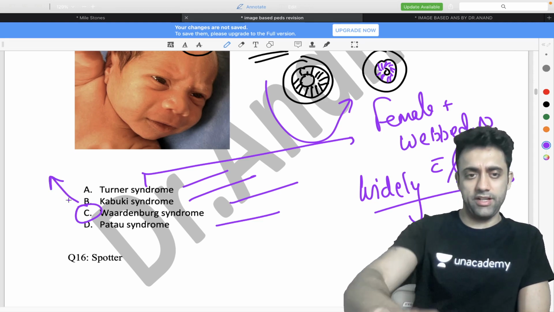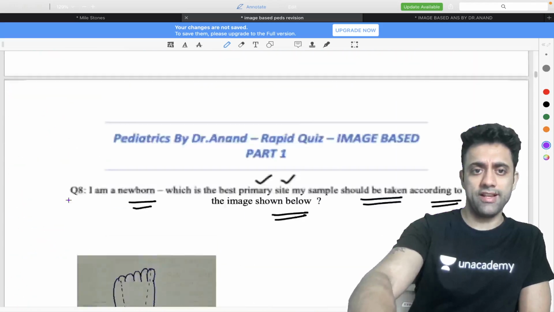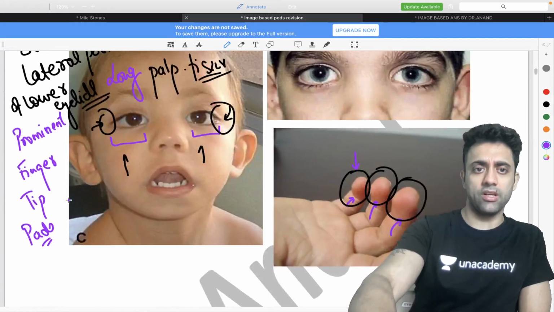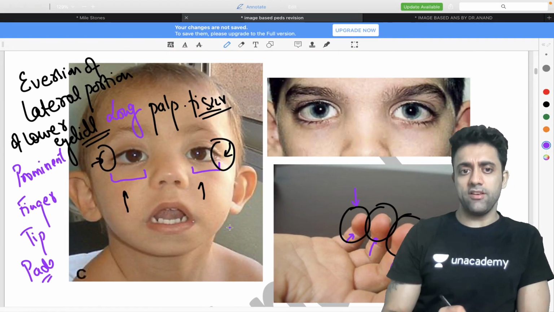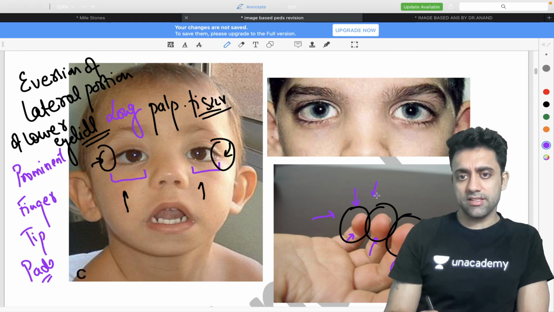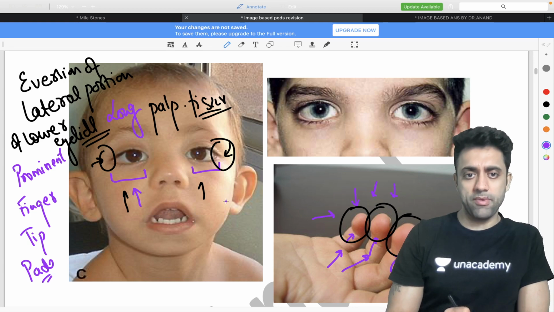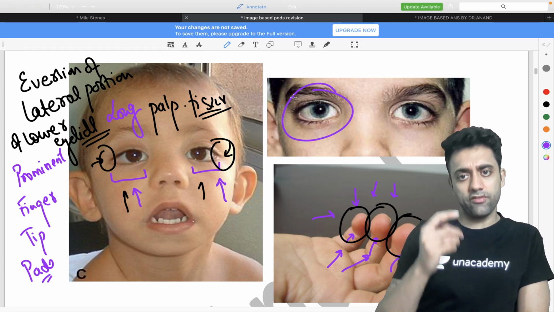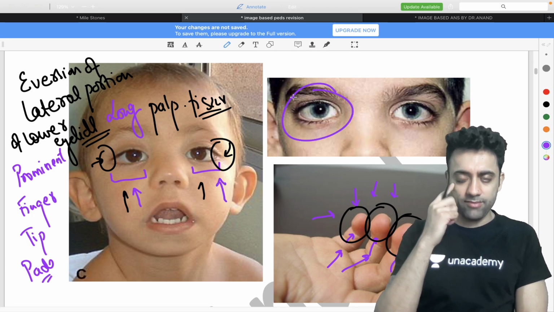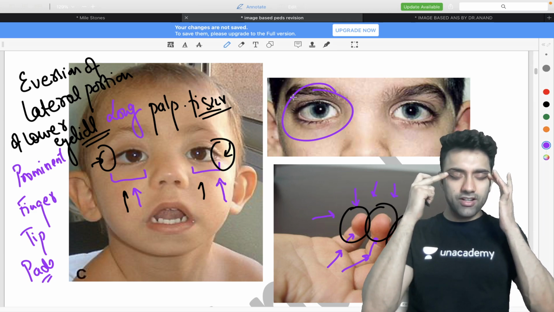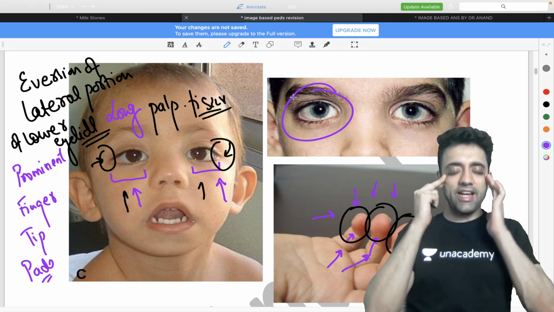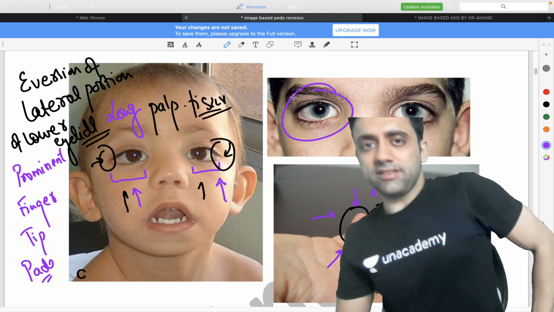Kabuki syndrome we have already done. Want to revise? Just see the picture of Kabuki. This is Kabuki syndrome, where number one, I saw pads of fat over the fingertips. I saw long palpebral fissures. I also saw an anti-mongoloid slant. Mongoloid slant is upward slanting of the eyes, whereas anti-mongoloid slant is downward slanting of the eyes.